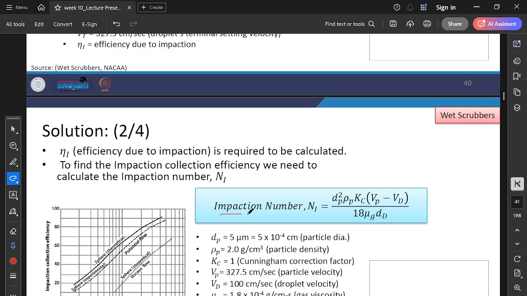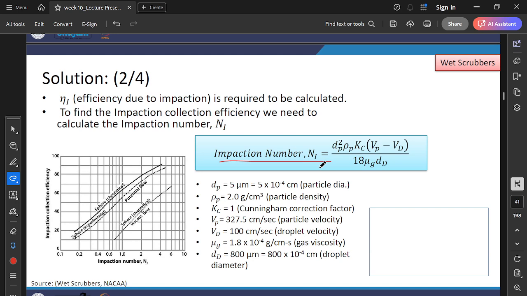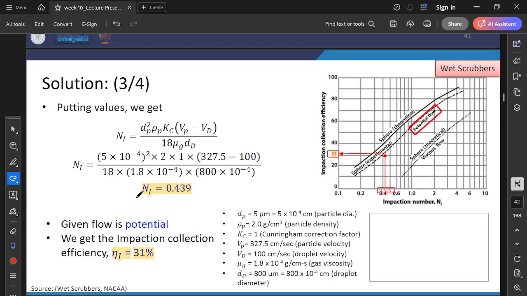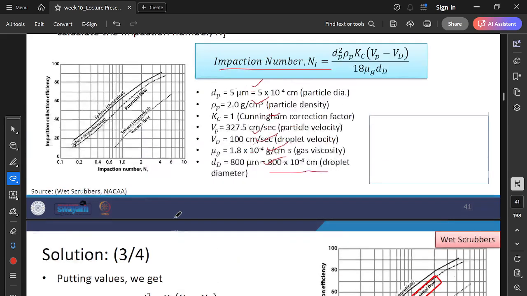For eta I, the formula is through Ni. Ni formula is given here. So dia of the particle is given. Rho is 2, that is the particle density. Kc is 1. Vp is given. Vd is given. Mu g is given, and dd, the dia of the droplet, so that is 800 micrometer. So if I substitute all, I'll get the Ni value.